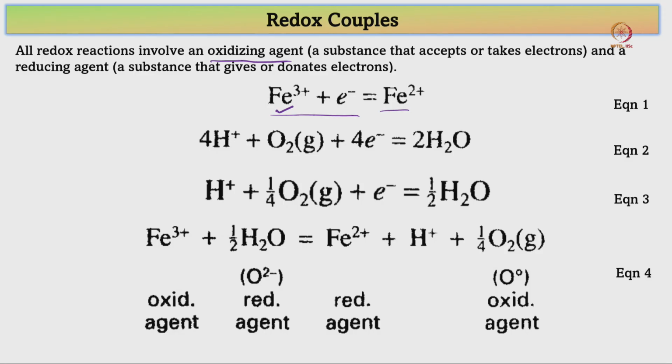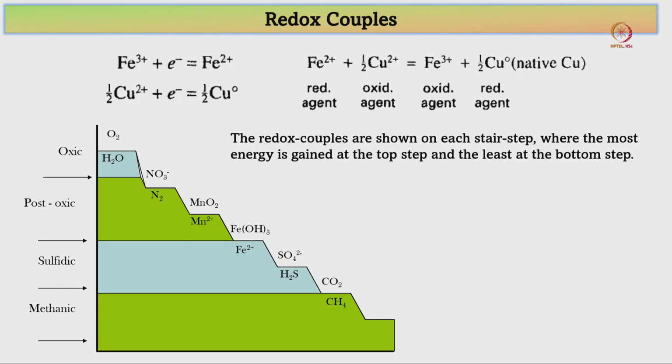In another equation, 4H plus and oxygen are forming water, and if you are going to write the fundamental equation, you are just now trying to balance. In the unbalanced state, it is Fe3 plus, half of H2O producing Fe2 plus, H plus, 1/4 of O2. So, it is just understanding how you are going to write in terms of different kinds of oxidizing agents and reducing agents. So, there is a redox happening.